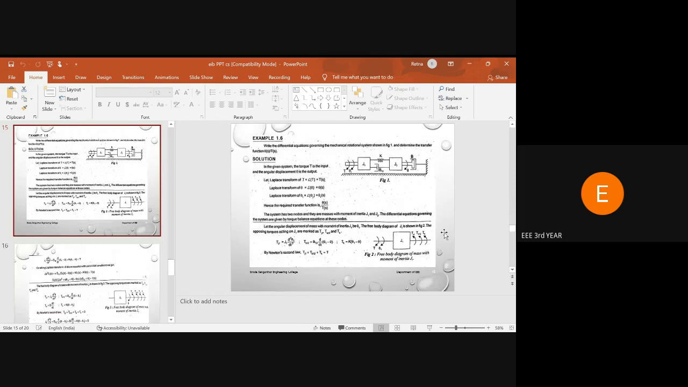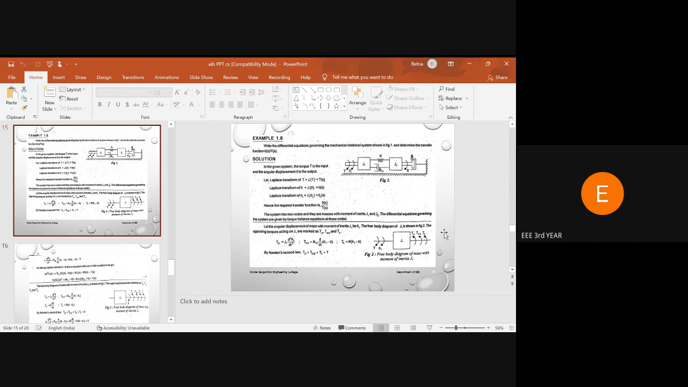Next, one problem of mechanical rotational system. In this problem, write the differential equation governing the mechanical rotational system shown in figure 1 and determine the transfer function of theta(s) divided by T(s). In this figure, there are two moments of inertia, J1 and J2. In this problem, apply torque T, and theta 1 is the angular displacement of J1 and theta is the angular displacement of J2. J1 and J2 are connected between one spring K and another dashpot B12.